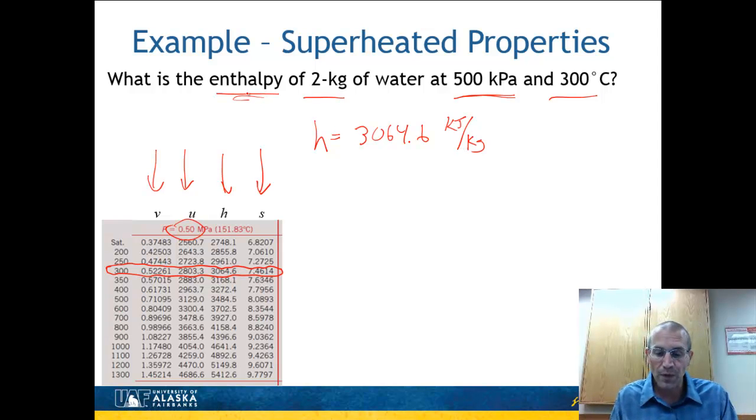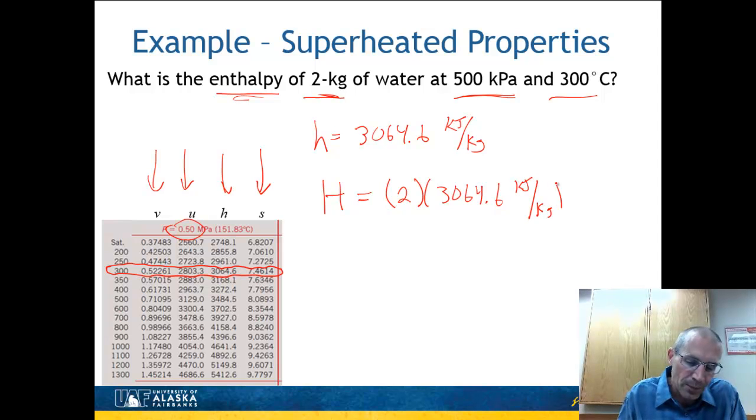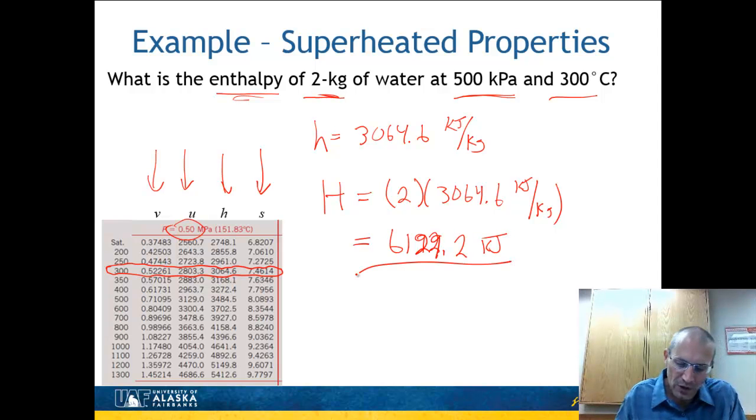Now if I want the total enthalpy of 2 kilograms, I'm going to need to multiply it by those 2 kilograms. So my total enthalpy, I'll use the capital H for an extensive property, is 2 kilograms times 3064.6 kilojoules per kilogram, and that comes out to be 6129.2 kilojoules.